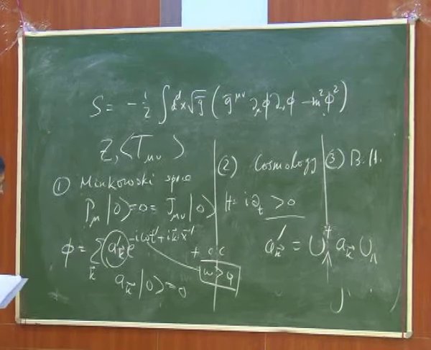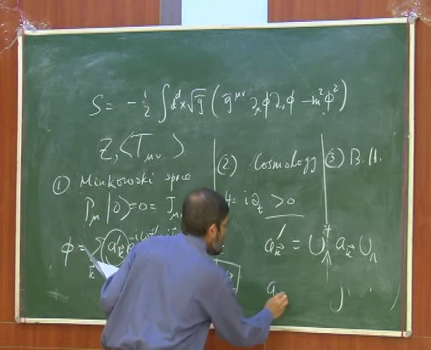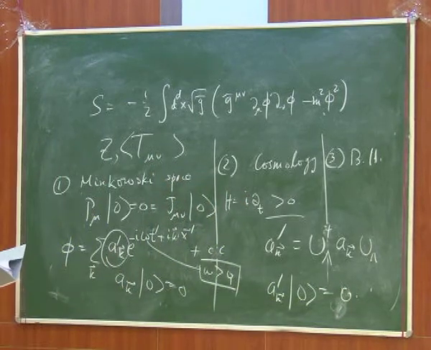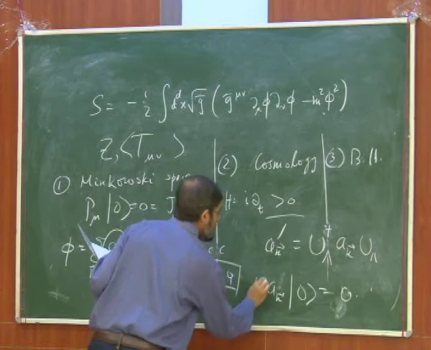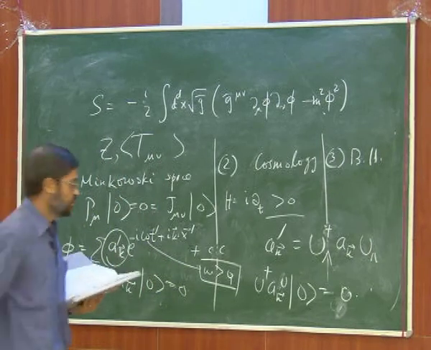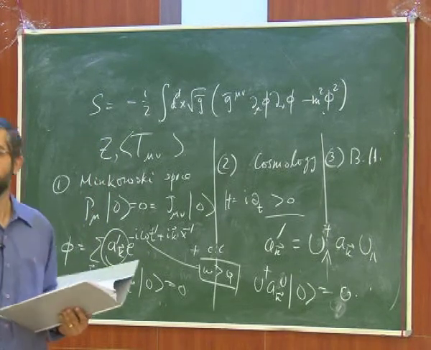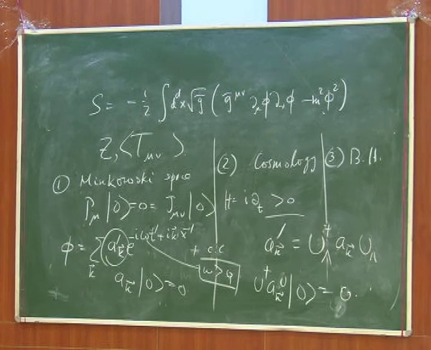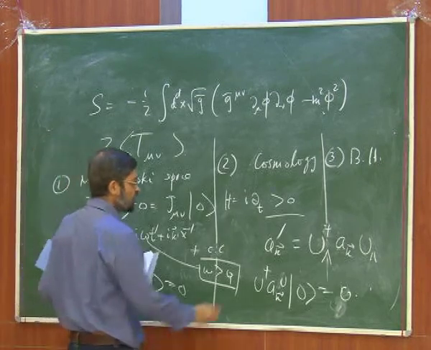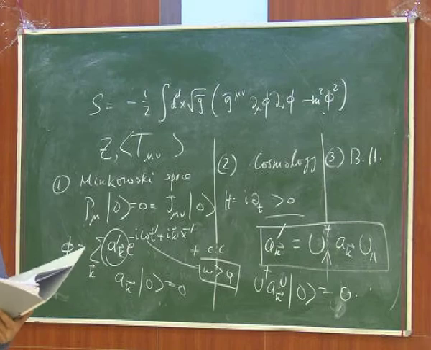So then you can easily see that if A_k acting on 0 is equal to 0, clearly A_k prime acting on the same state is also equal to 0. Because this is nothing but U dagger U, but U acting on 0 gives back the vacuum state itself, so therefore it's invariant. This is the reason why you never bothered about the choice of the vacuum state when talking about spacetime in this inertial coordinate system. However, this luxury is not available when you go to non-inertial frames, and as a result, the vacuum changes.